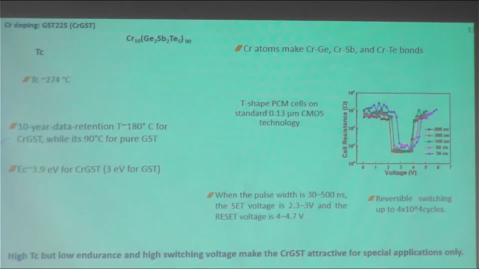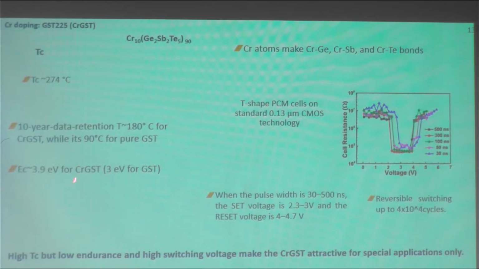Now to chrome doping. It's a non-standard element, like zinc. They are not standard elements, but again here the TC is increased a lot compared to pure GST. Data retention is also increased by a factor of two.